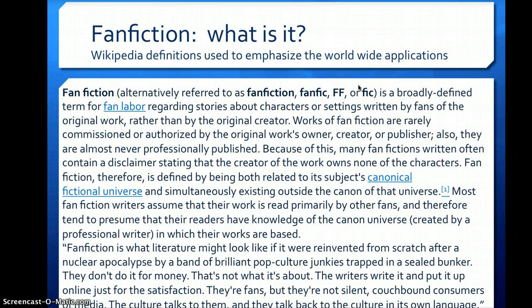We take two definitions from Wikipedia, and we take them from Wikipedia to help emphasize the fact that fan fiction and webcomics are indeed a global phenomenon and a pervasive phenomenon, especially for students that are digital natives. It's not so funneled and narrow as some of us older teachers might think.